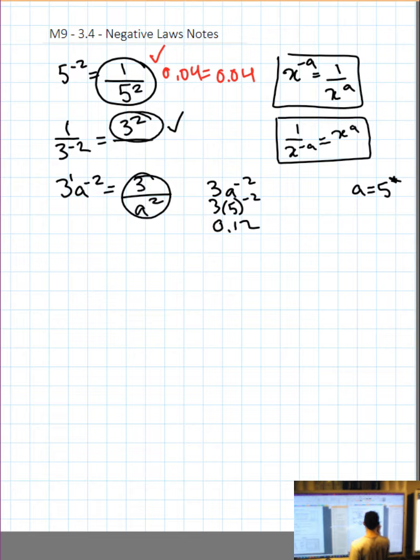Then I'm going to rewrite the question, 3 over a squared. This time I'm going to go to the right, 3 over 5 squared, which is also 3 divided by 25, which is 0.12. So they are both the same, therefore check mark.